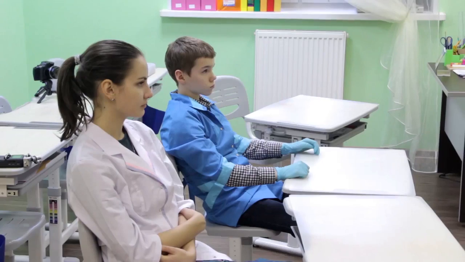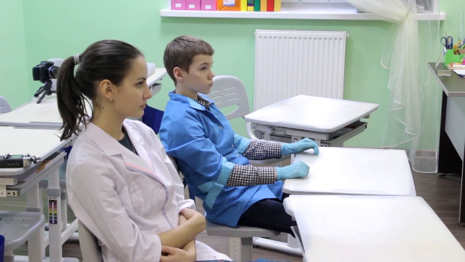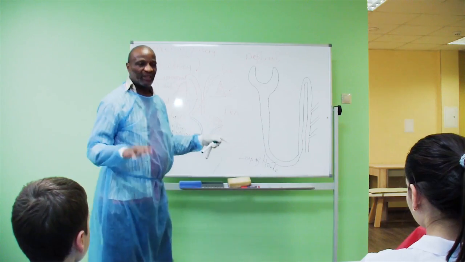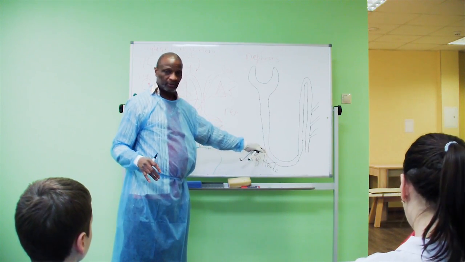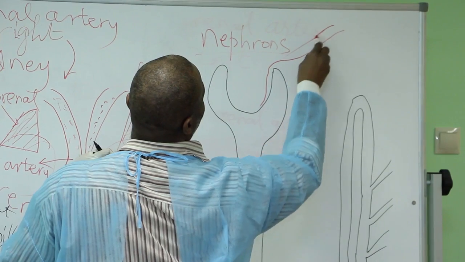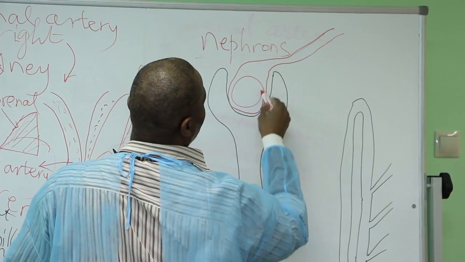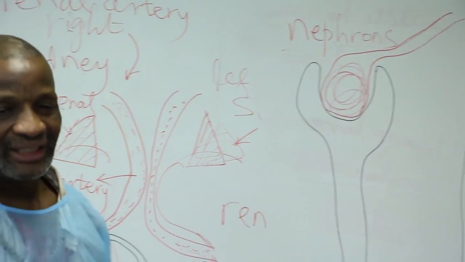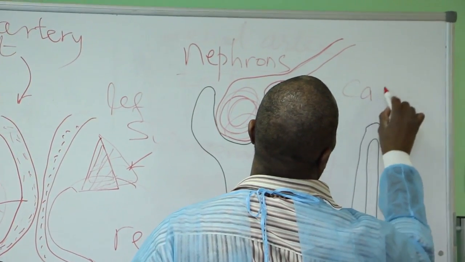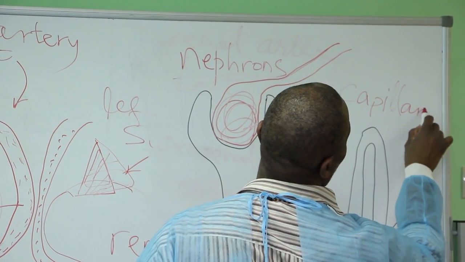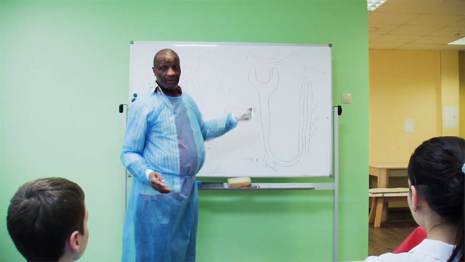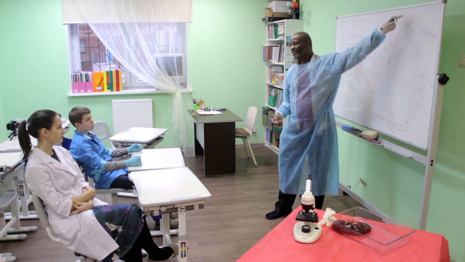First, here is called the loop of Henle. Henle, I think, should be the one who discovered this, the loop. And here you see something like this. These are what we call capillaries. You know capillaries? If it is one, it will be a capillary, but now it's more than one. There are many capillaries. So what do capillaries do? Capillaries are a junction between the artery and the vein.